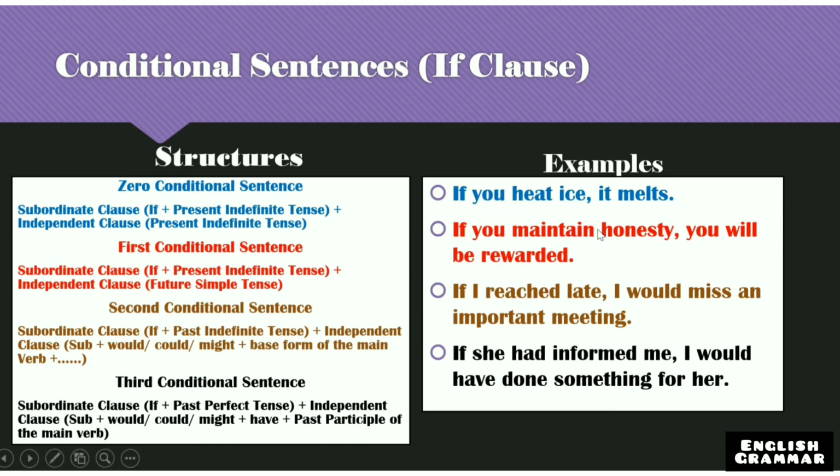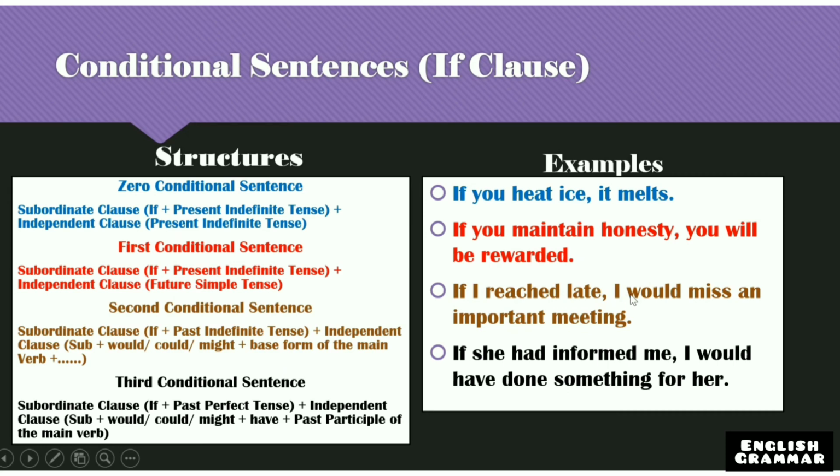Let's see the second example, where you will find that it's an example of a first conditional sentence because we have used the structure if plus present indefinite plus future indefinite. That means if you do something in present, you will find something in future. So here the example is, if you maintain honesty, you will be rewarded. You can say that your future activities are based on your present activities.